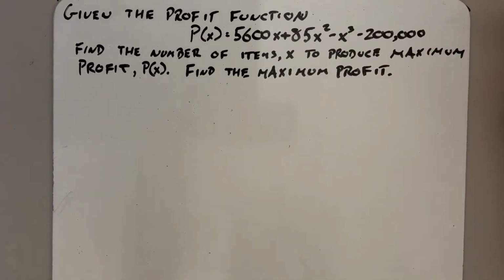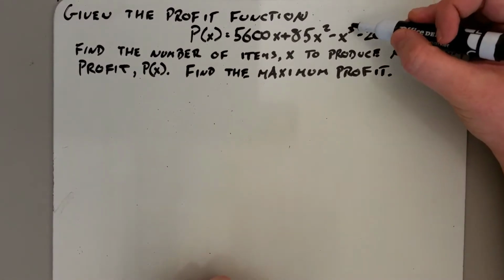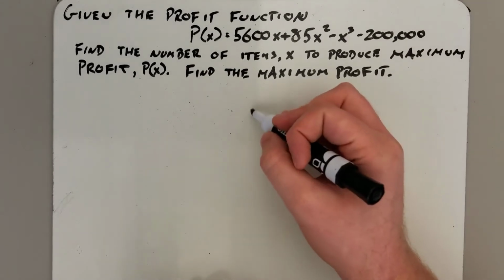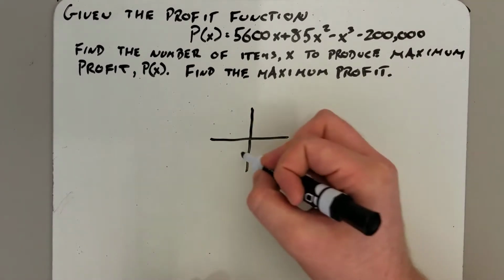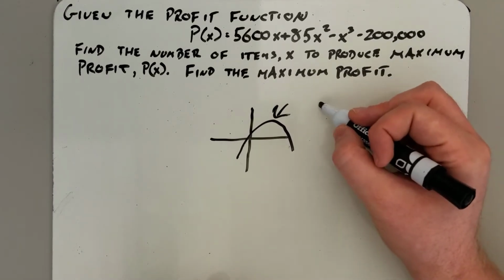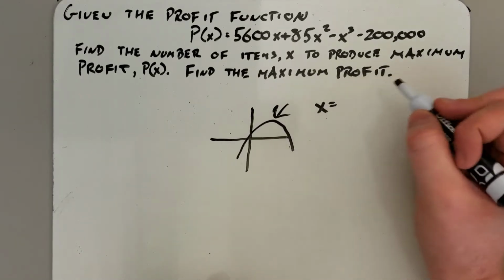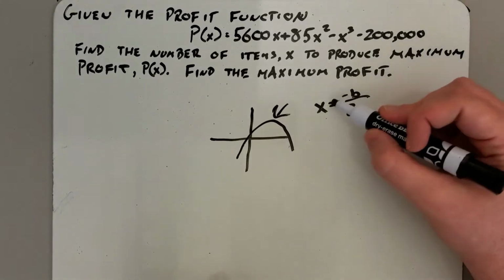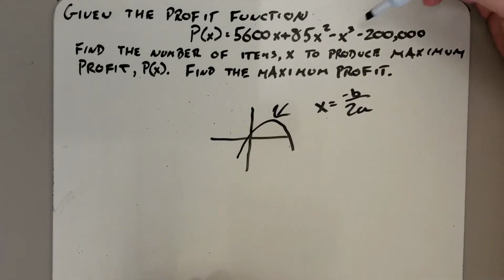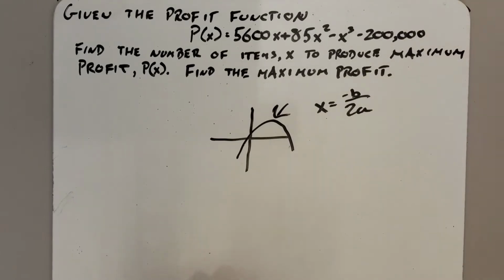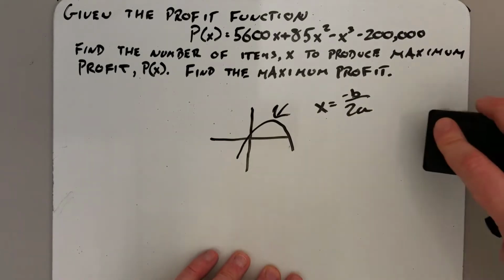Now, if this were a quadratic, which it's not, we could tell it's a third degree polynomial, it would be very simple. We just kind of graph the quadratic, right, and look for the maximum profit. And if we didn't know how to do that, we could always use this formula to find the number of products x, and we plug it back in. The problem is that this is not a quadratic, okay? So what we're going to have to do is take a little bit different approach.